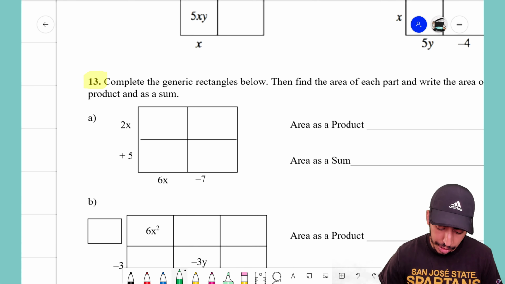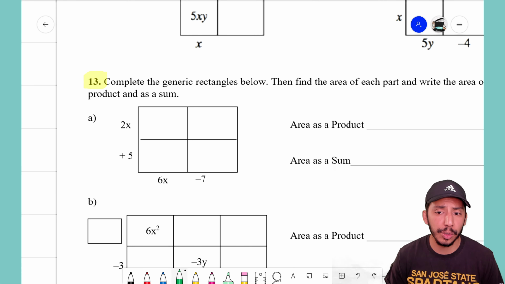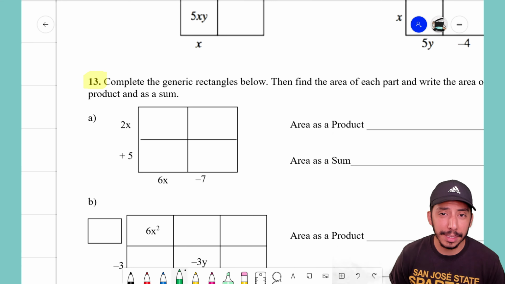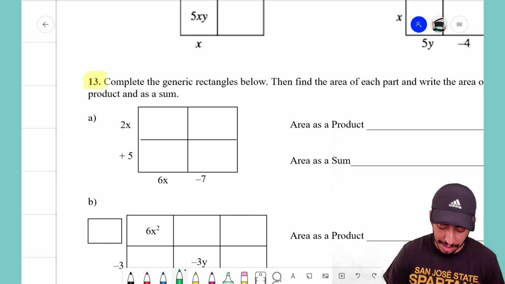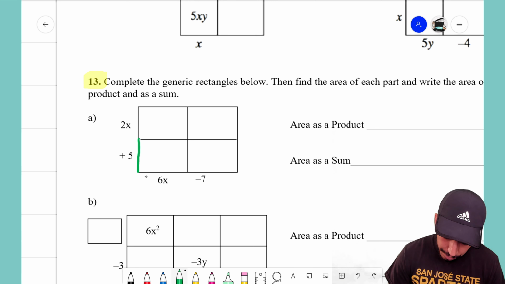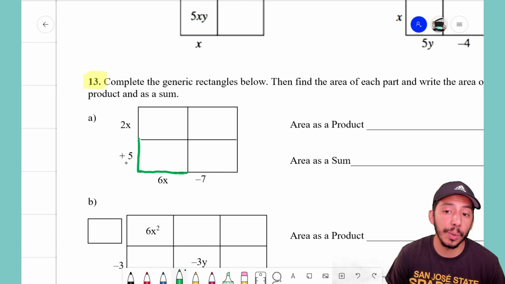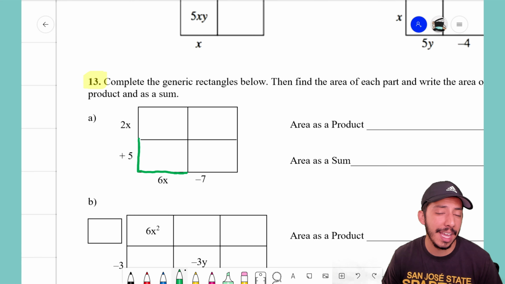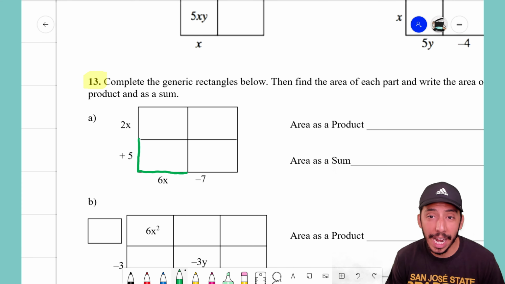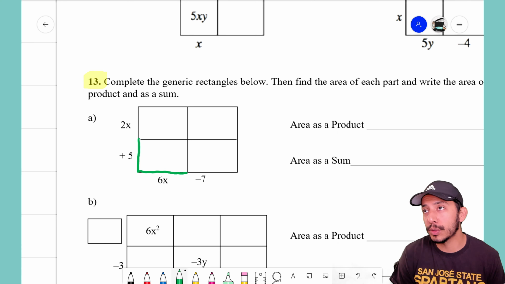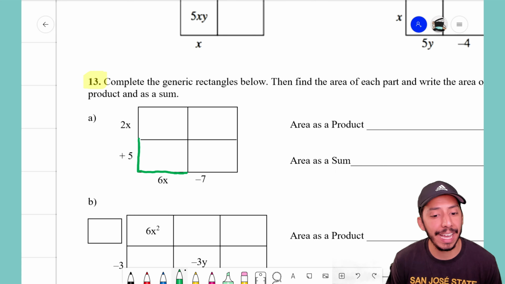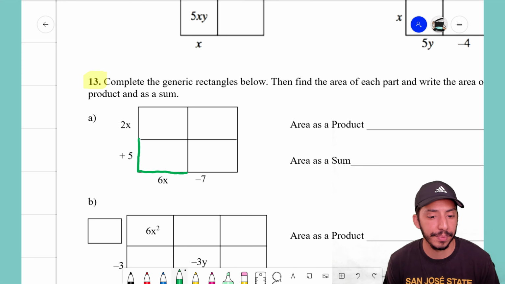Now, the question asks you to complete the generic rectangle below. Let's see if we remember how to do this. This lower box here, the bottom left box, I'll give you a hint. We're supposed to do something with the sides. What is the operation that I want to do with 5 and 6x? Am I supposed to add those, subtract those, multiply them, divide them, make a fraction, square root them? What is the thing I have to do to get the inside portion there?